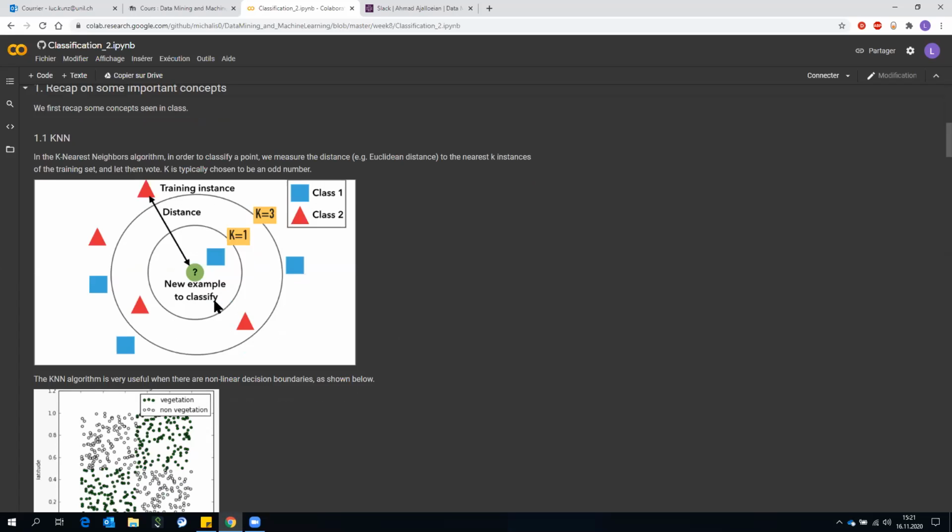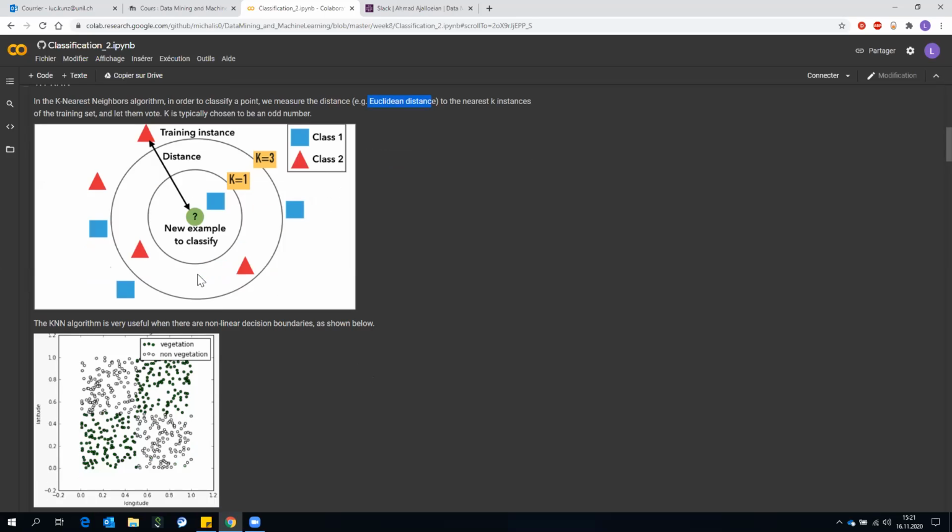So basically very easy. The only thing that could be a bit more difficult is to choose which type of distance you use. The basic one is the Euclidean distance, and we will see other ones, like the Manhattan one. So you define your distance, you compute the distance to the K nearest instances, and you let them vote to classify a new example. This is the KNN.